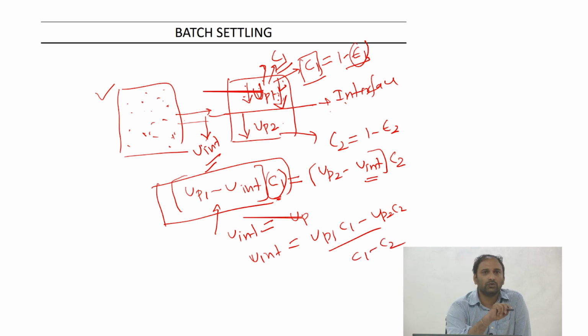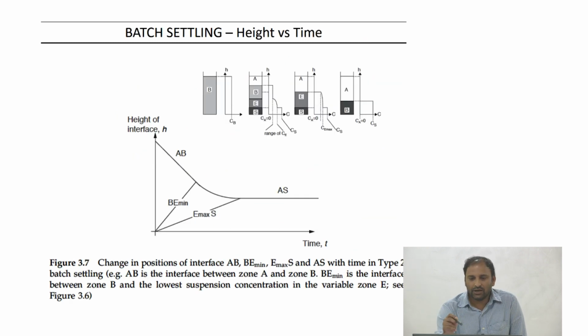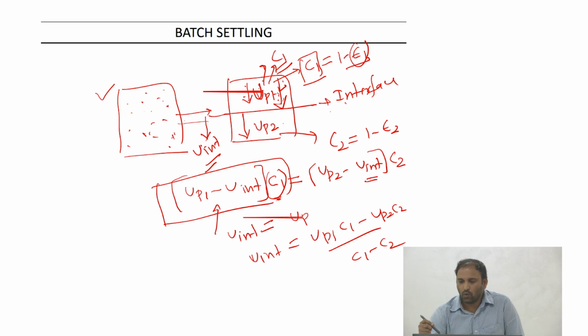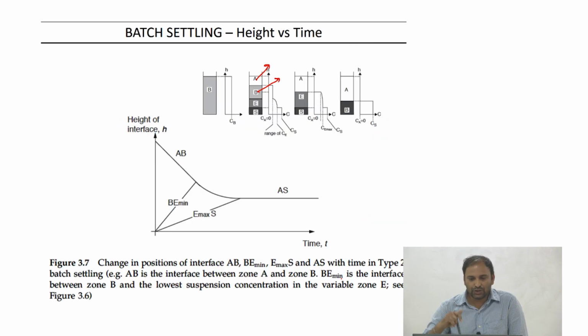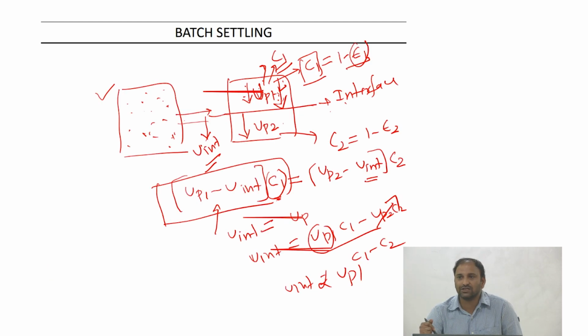Now if you go back to the cases where I had a region between the clear fluid and the zone of some concentration, I know that one of the concentrations is 0, right. Therefore your u_int would be proportional to your up1, because if I have cases where I have an interface which separates a fluid with no particles and a fluid with particles, in such a case one of the concentrations is 0.